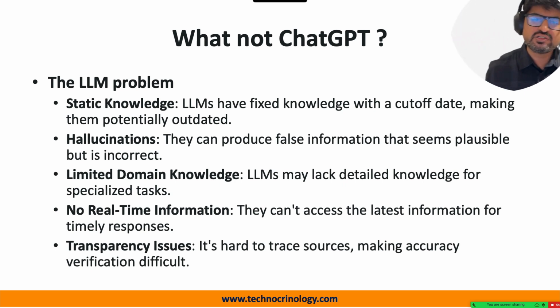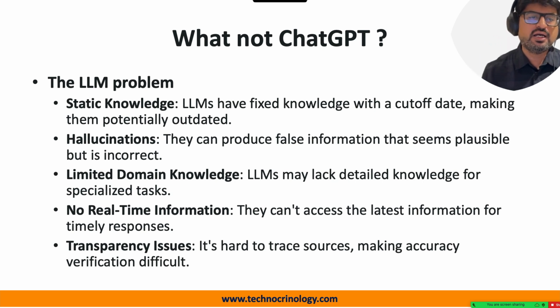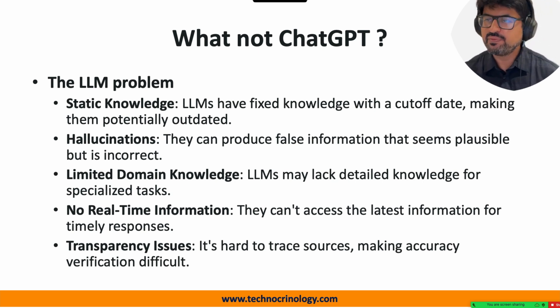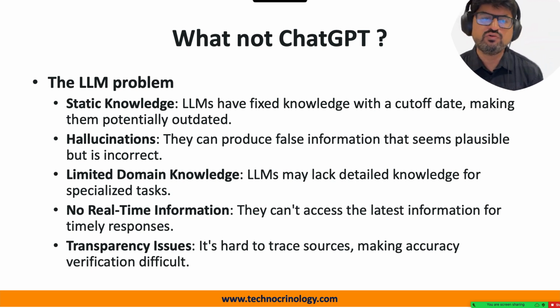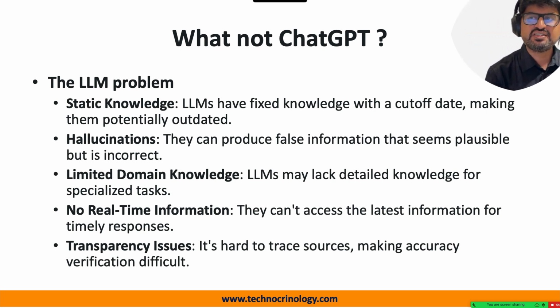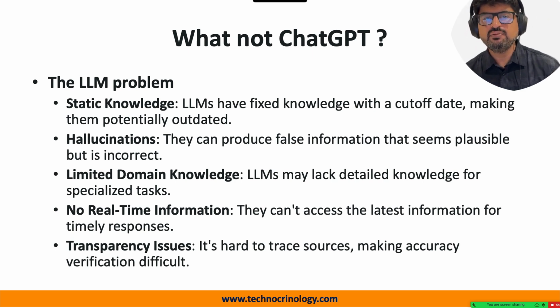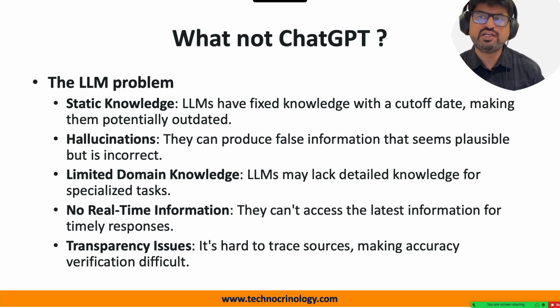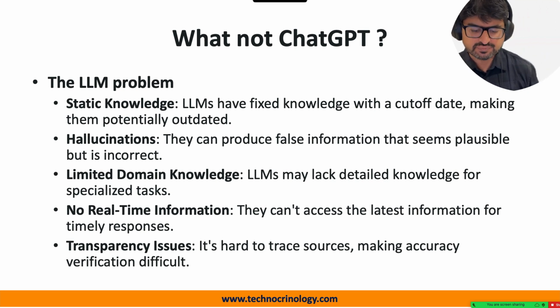And then there are transparency issues. It is hard to trace the source. If it gives you an answer, there is no citation for the answer. Whenever you read a research article, you always want citations. You always want to know where this information comes from. ChatGPT cannot give you the citation for it, so you cannot cross-check and verify the information.